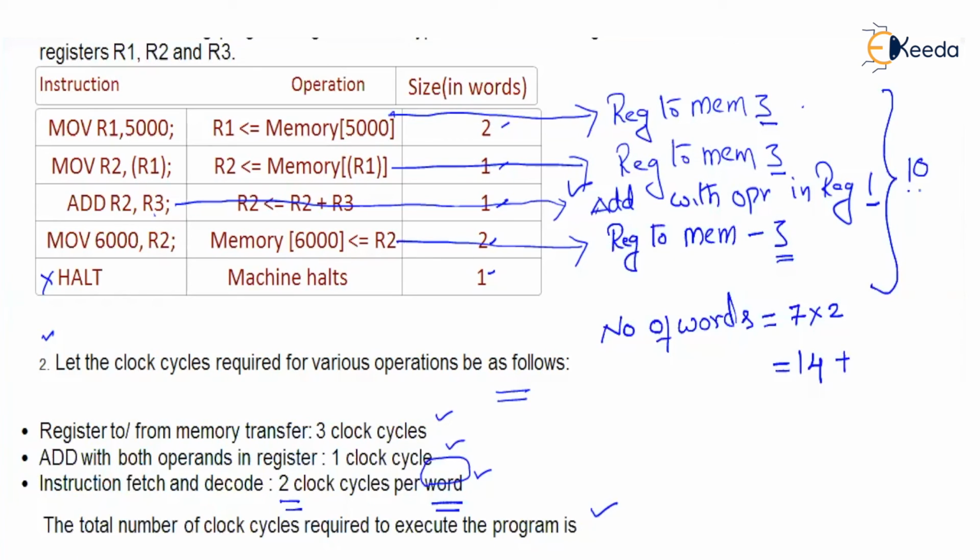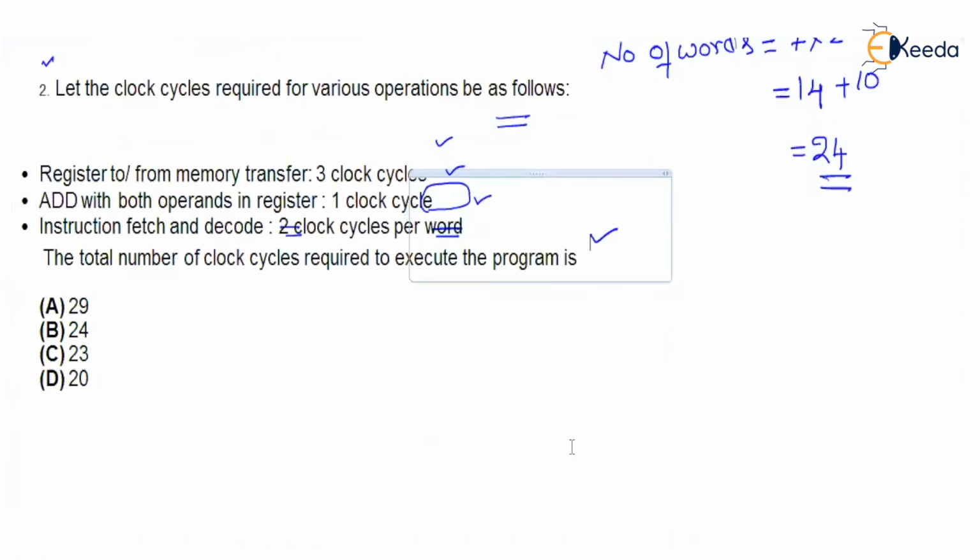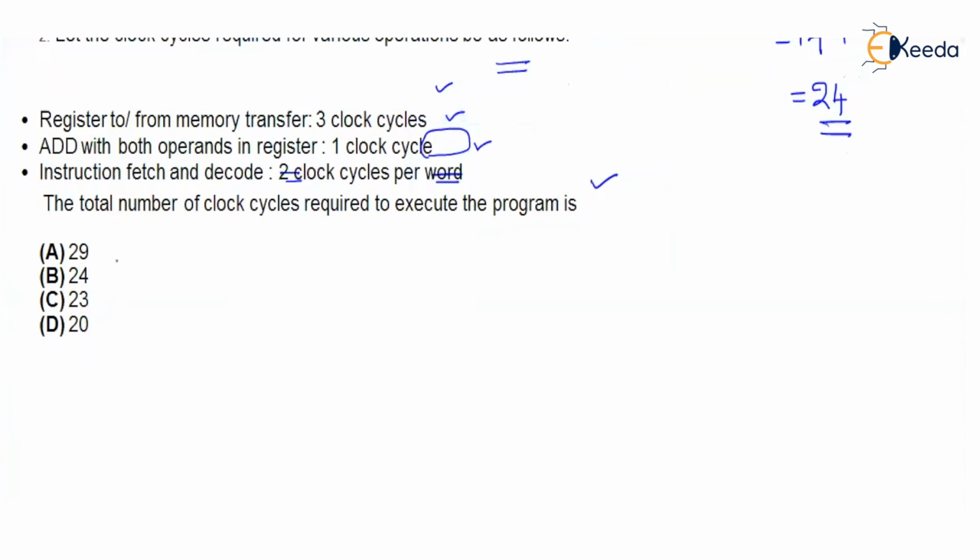plus these 10 clock cycles for the instructions, as we discussed just a short while ago. That is a total of 14 plus 10, which is equal to 24 clock cycles required for the execution of this program. In order to execute this program, we do require 24 clock cycles. Okay. So option B is the correct option.